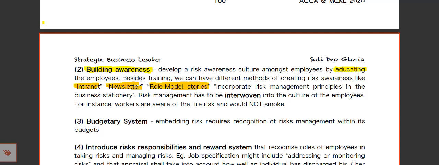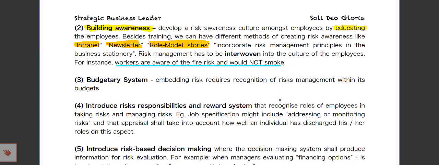So the effects of having awareness is very simple. I give one simple example, like when workers are aware of fire risks, then naturally they will not smoke. If you are aware how serious the risk of not putting on your safety belt, then each time when you go up the car, you will insist of putting up the safety belt. Now that's awareness. Okay, so you must get people to support. You must give them the knowledge.